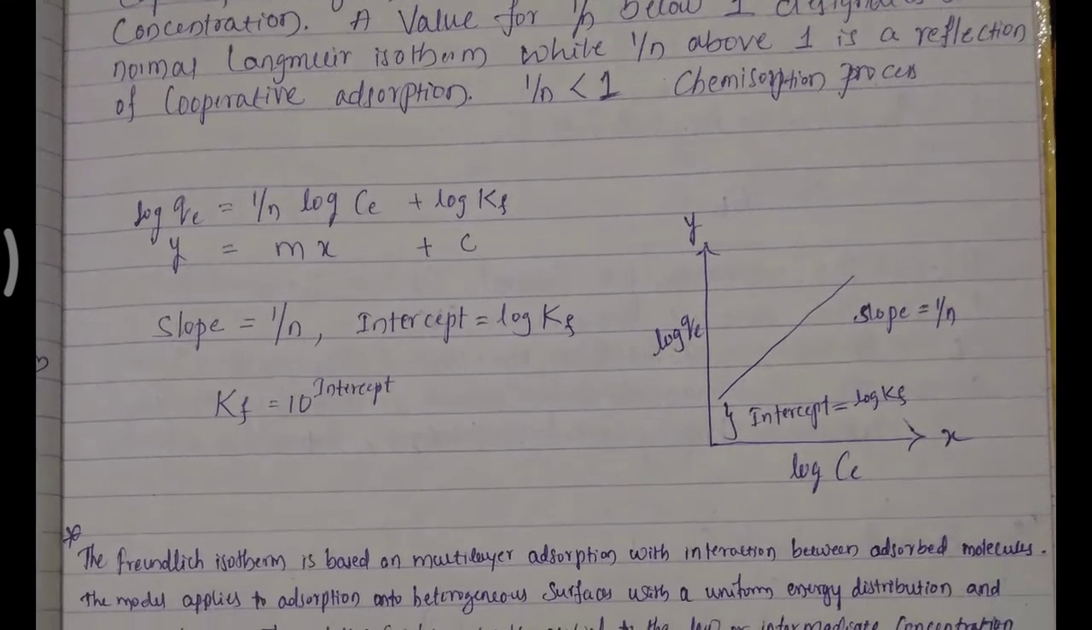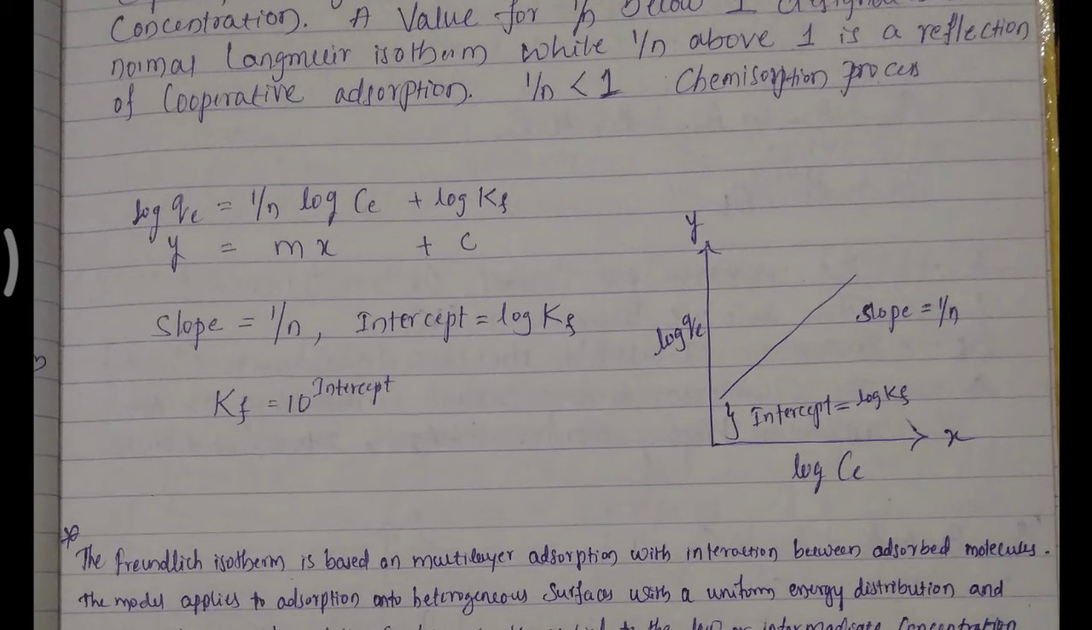So if you draw a graph of log Qe versus log C, log C is drawn on X and log Qe on Y. So the formula will be log Qe, which is Y, equal to 1 by n log C, where 1 by n is the slope m and x is log C, plus log Kf, that is the intercept. So from this graph we can find out the slope and intercept value. From that we can find out the n and Kf values.